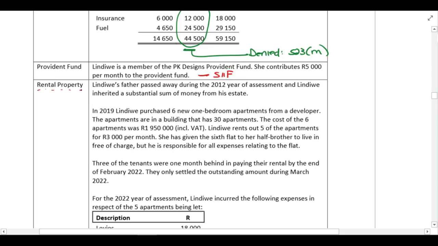Lindiwe's father passed away during the 2012 year of assessment, and Lindiwe inherited a substantial sum of money from his estate. In 2019, Lindiwe purchased 6 new one-bedroom apartments from a developer. The apartments are on a building that has 30 apartments. So she bought part of a building.